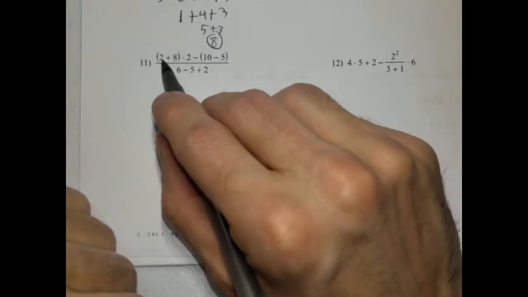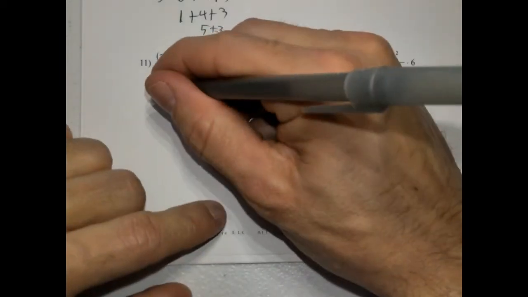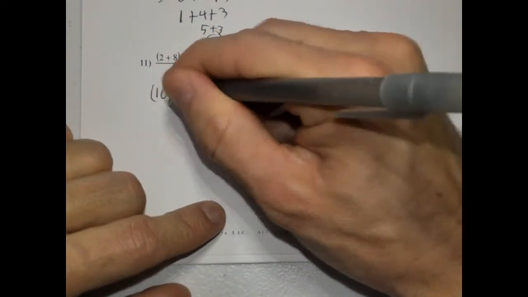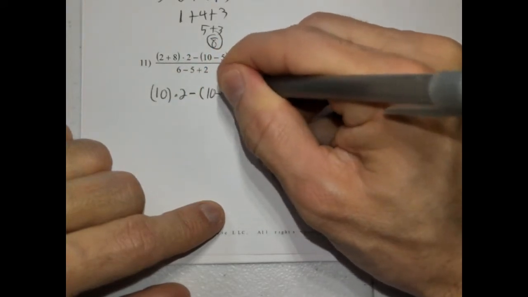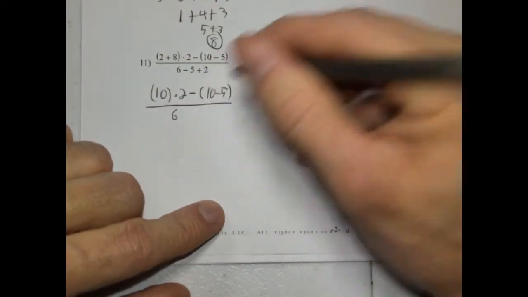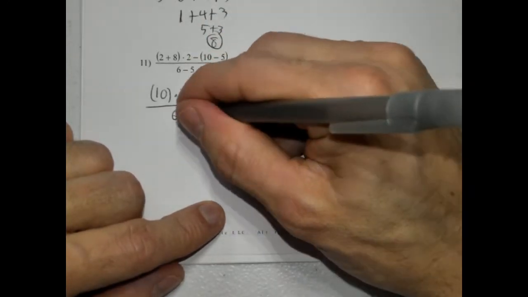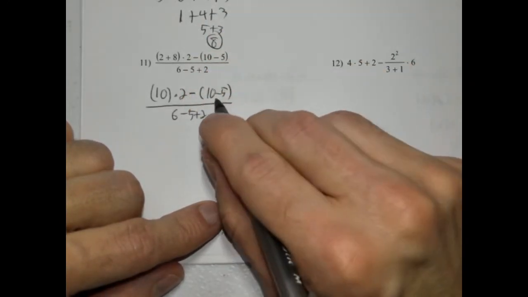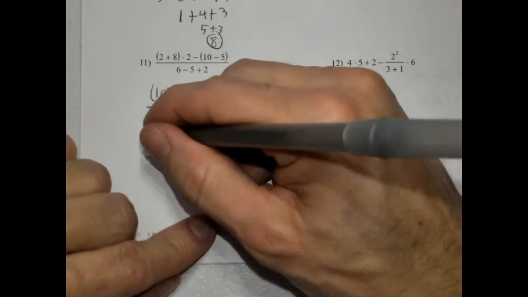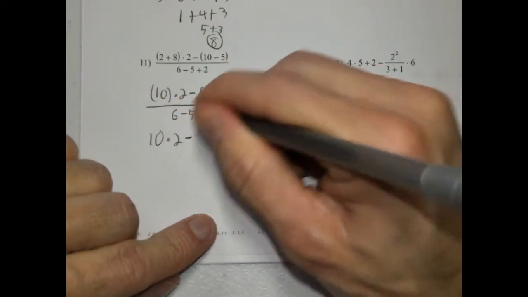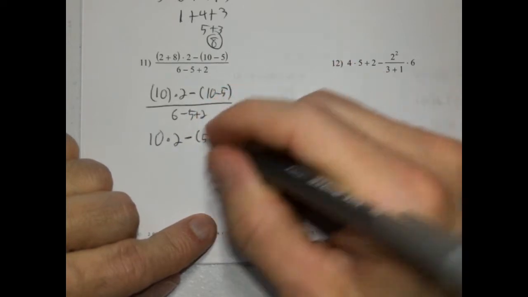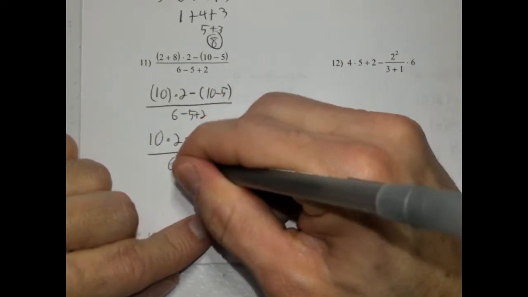Okay, look at this one. It's a doozy. Let's do the parentheses first. So 2 plus 8 is 10. And I'll try to be careful with our space here. Otherwise, we might run out of space. 10 minus 5. We're probably going to have to go over here too. Minus 5 plus 2. And then in here parentheses, we have 10 minus 5, which is 5. And I'll get rid of these parentheses. 10 times 2 minus 5 over 6 minus 5 plus 2.